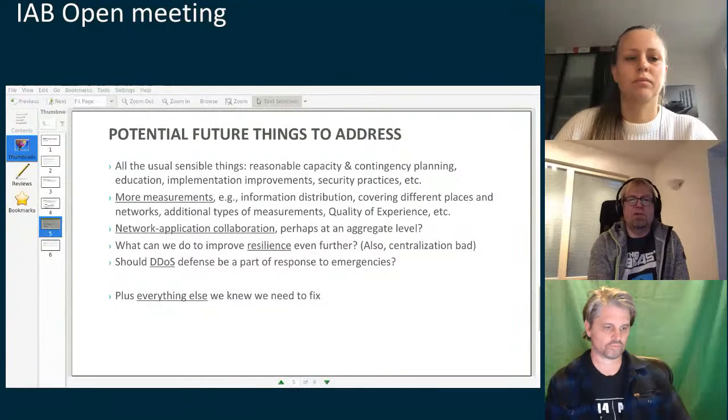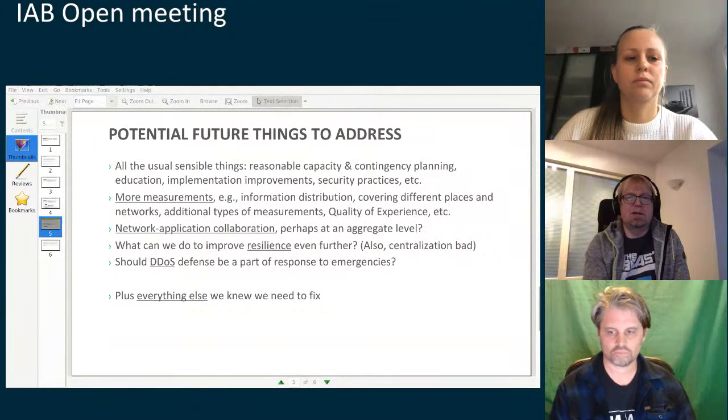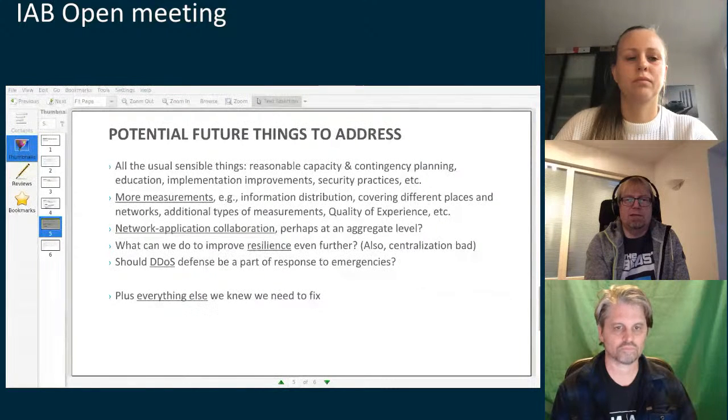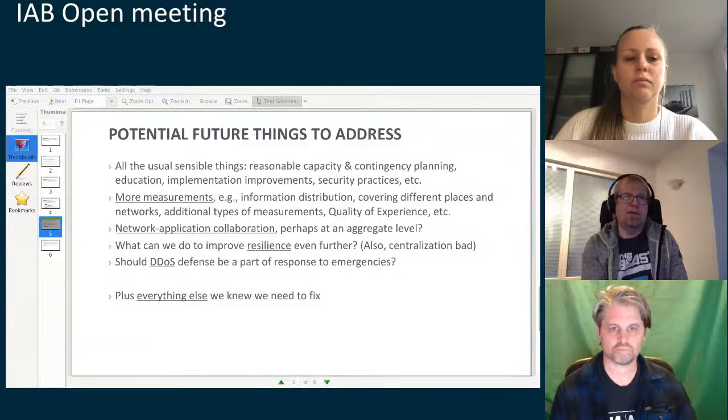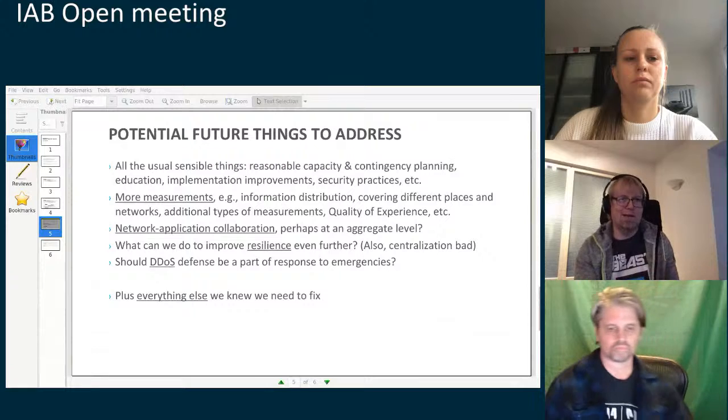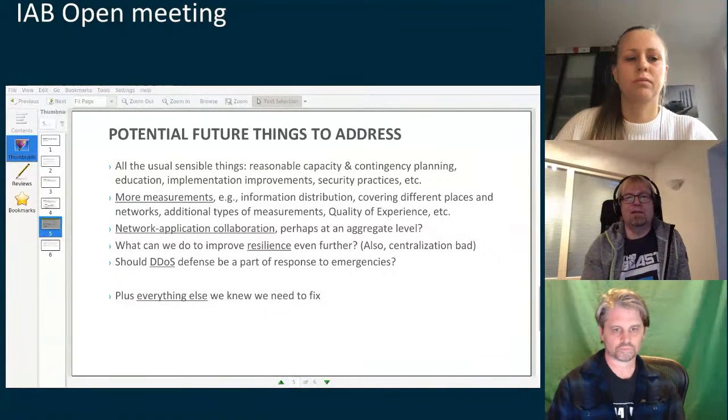So some potential future things to address. Obviously, all the usual things that we actually have to do anyway. Everybody needs to make sure that they have reasonable capacity and ability to respond to situations different from the current day or this week. Make sure that our implementations are improving. Make sure that we run the right security practice and so forth. But more specifically, of course, we could have more measurements. But are the humans getting what they actually need? Because the human need for internet actually increased this year, it's also a question of whether we're actually matching that or not.